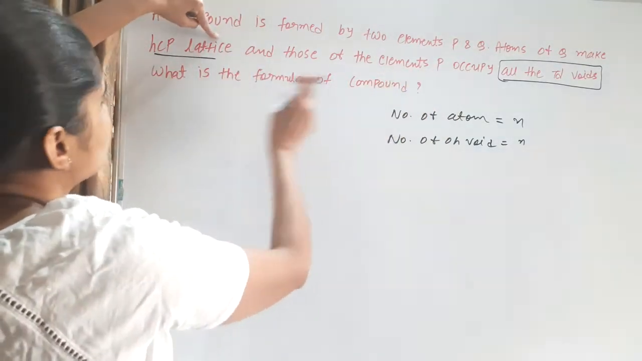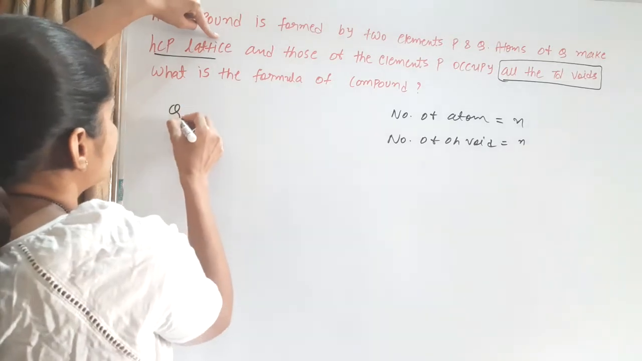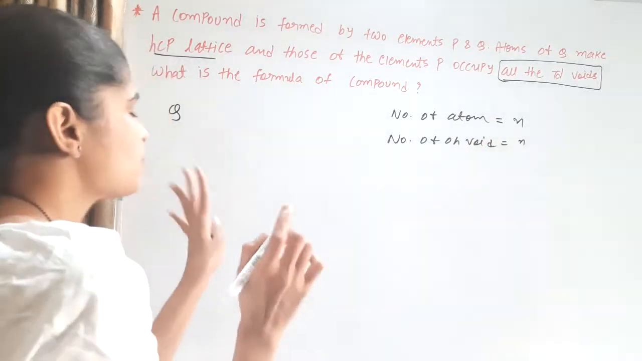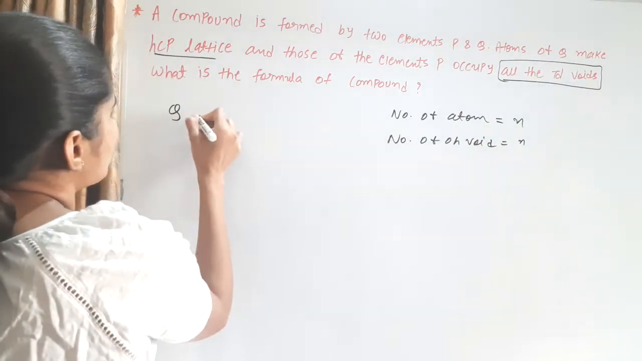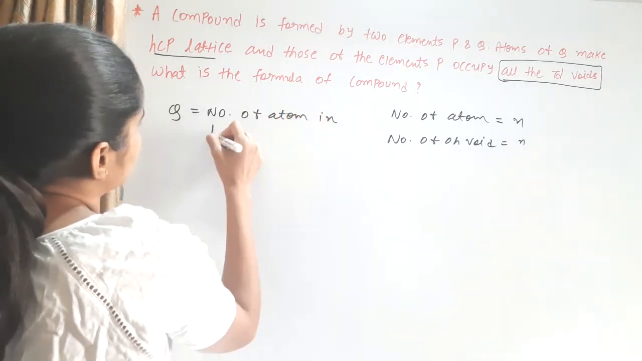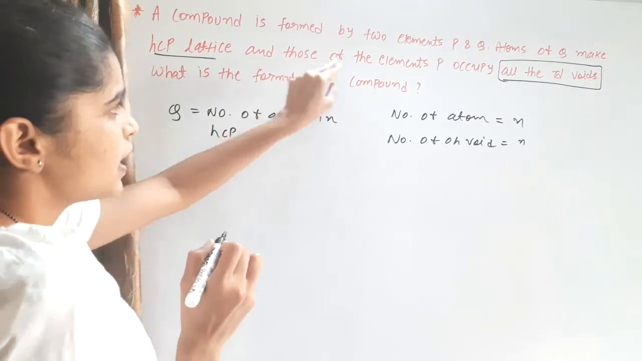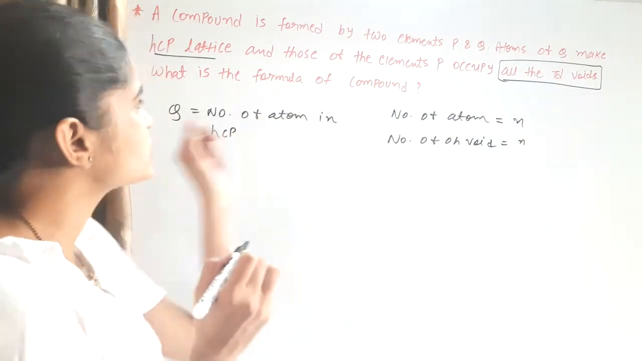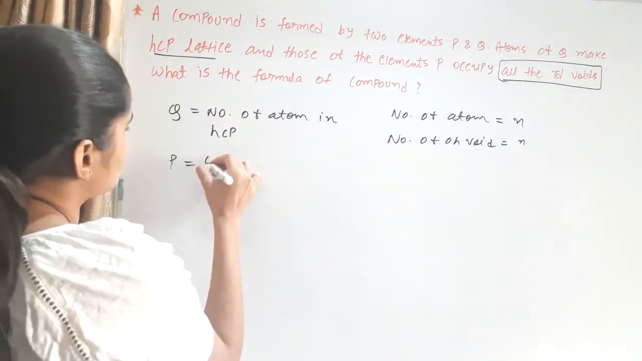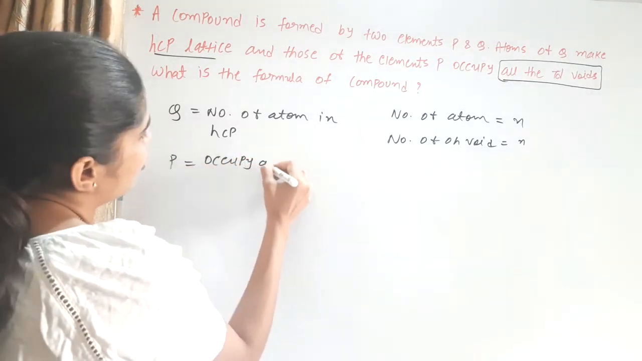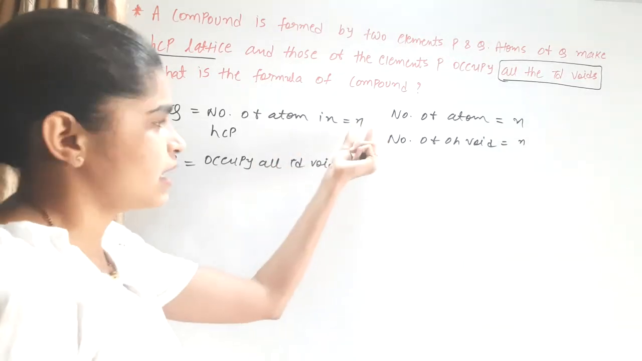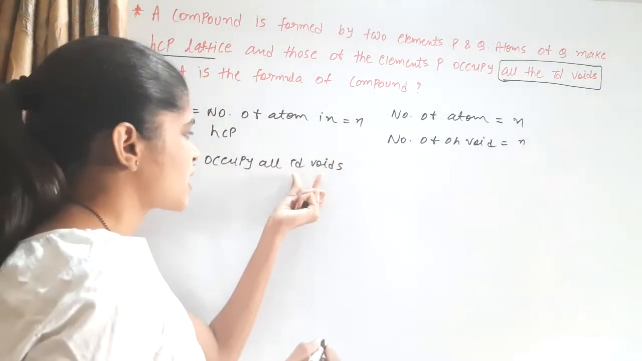In this, Q makes the HCP lattice. So Q is equal to the number of atoms in the unit cell, for example n, the number of atoms in the HCP lattice, and those of element P occupy all the tetrahedral voids. So P is equal to all the tetrahedral voids.